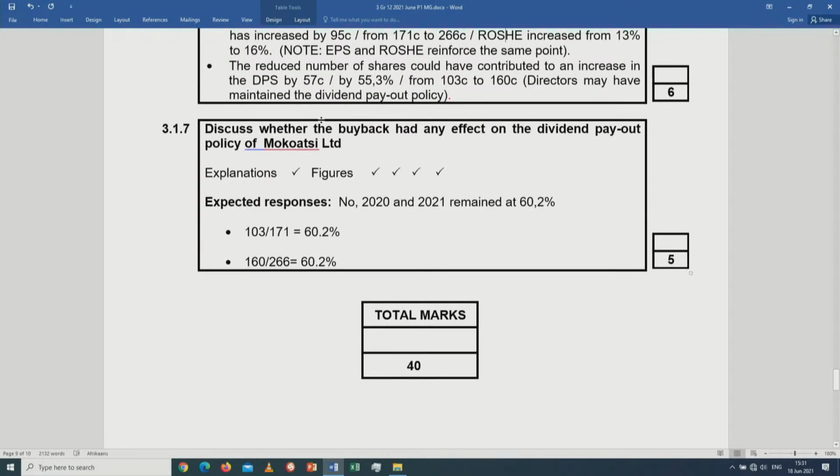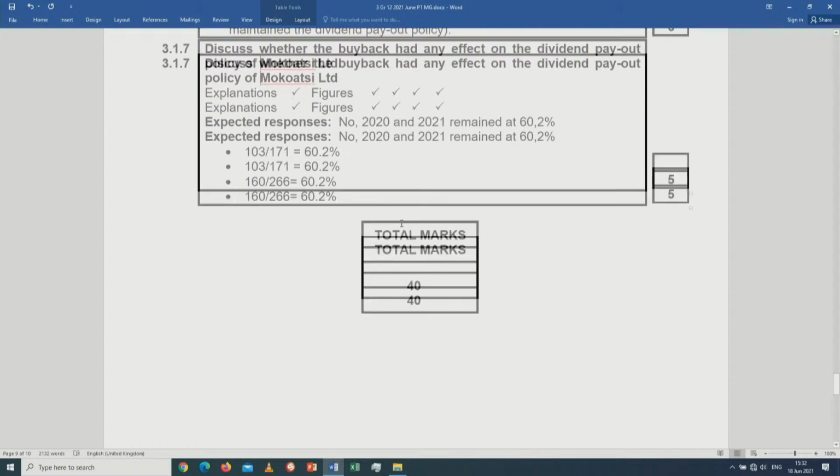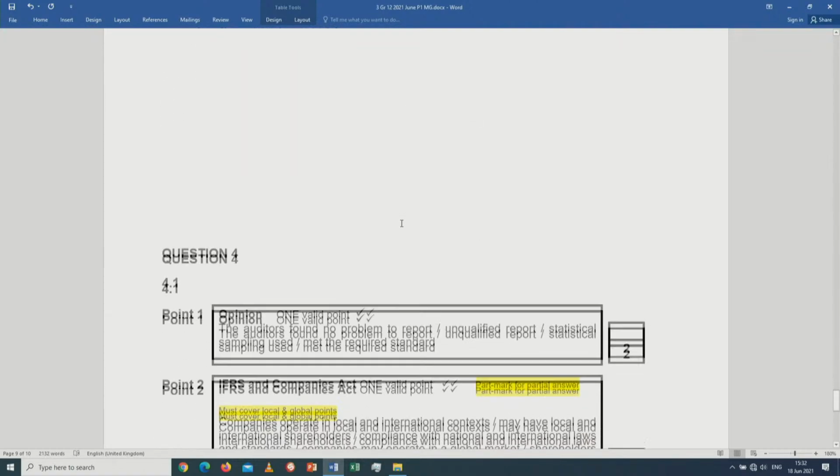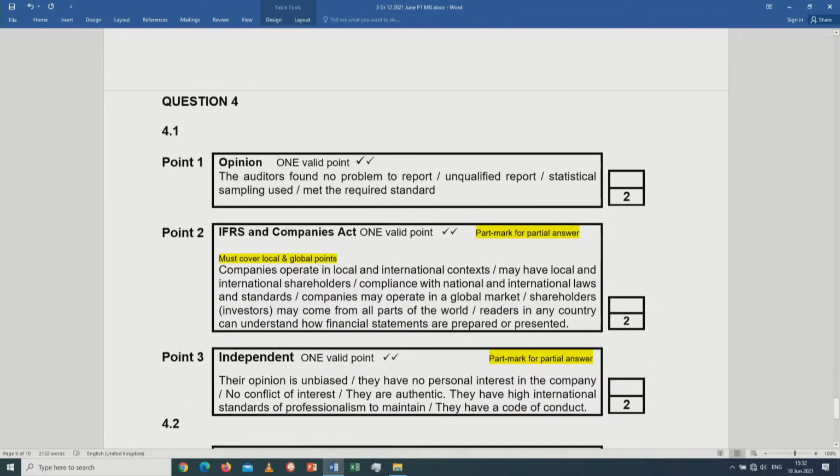Colleagues, discuss whether the buyback had any impact on the dividend payout policy of Mokwatsi. Let's check. Expected response: 2020 and 2021 remained at 60.2%, and then we have to take our DPS divided by EPS multiplied by 100, which gives 60.2% as well for that one. So we need to calculate this percentage and have the explanation to say it remained constant at 60.2% for question 3. Question 4, our audit report.